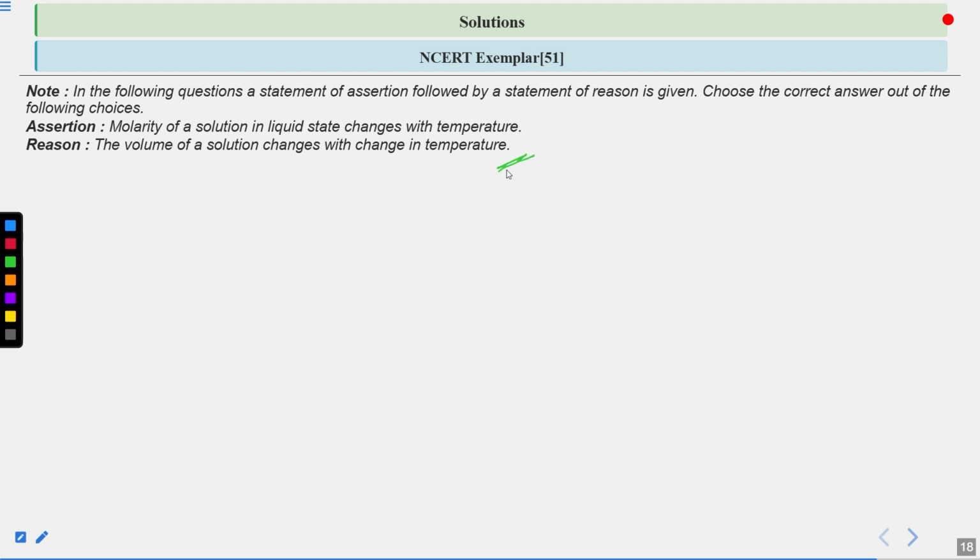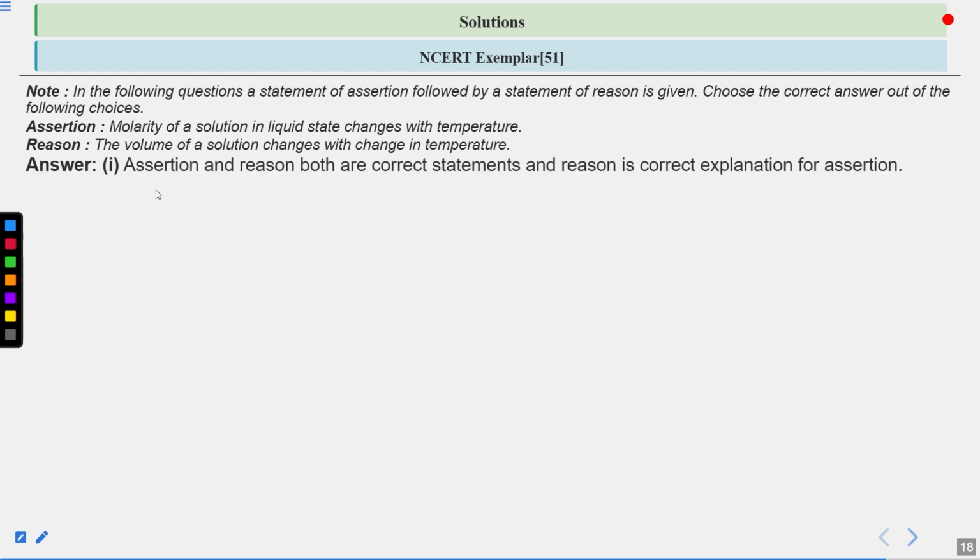So for this given question, the correct answer is the first option, which is assertion and reason both are the correct statements, and reason is the correct explanation for the assertion. Okay, so the molarity of the solution in the liquid state changes with the temperature is the correct statement, and the reason for the given assertion statement, that is the volume of solution changes with the change in the temperature, is also the correct statement.